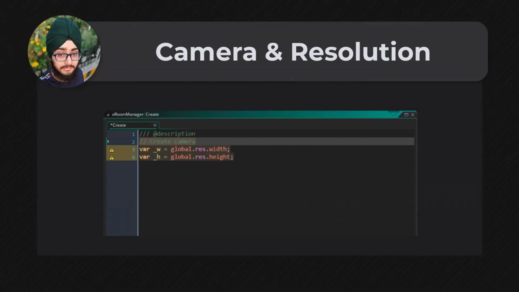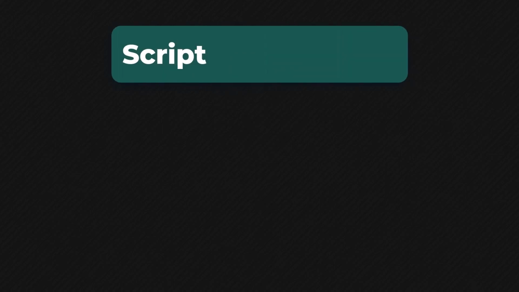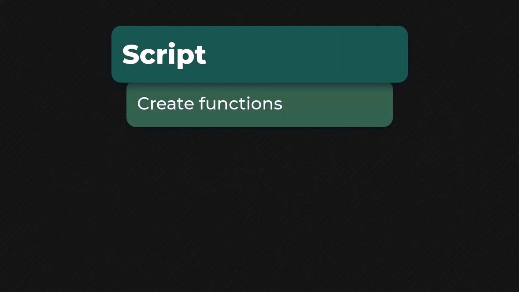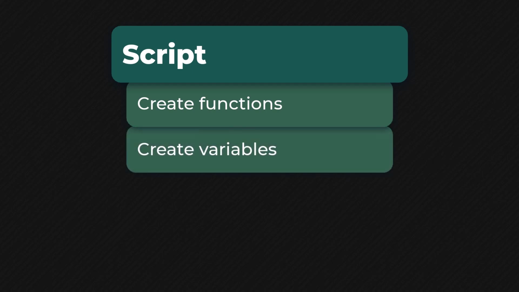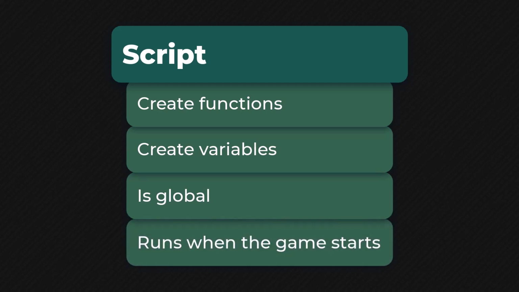Hi there, in this lecture we are going to set up our camera and the game's resolution. We are going to do this in a script. A script is usually used to create a function, but you can also create other stuff like different kinds of variables. Everything you create in a script is globally available throughout the project, and the code within the script runs as soon as the game starts. So this is a good place to initialize global data and to set up the window size and so on.